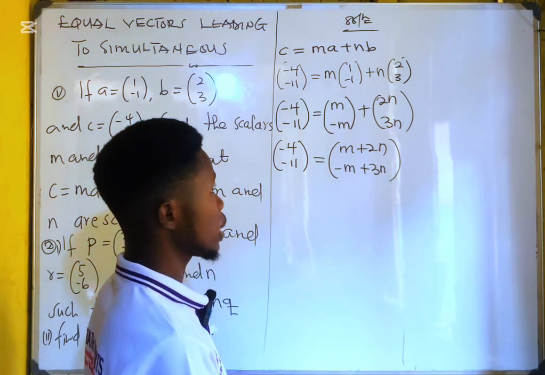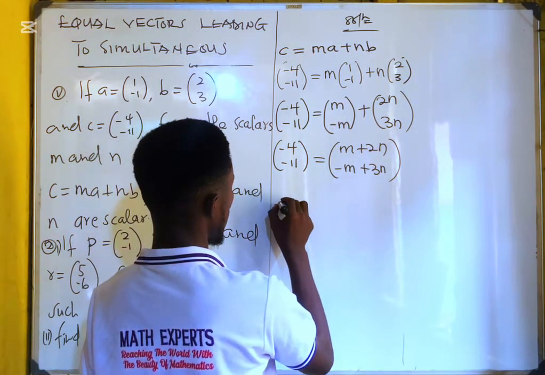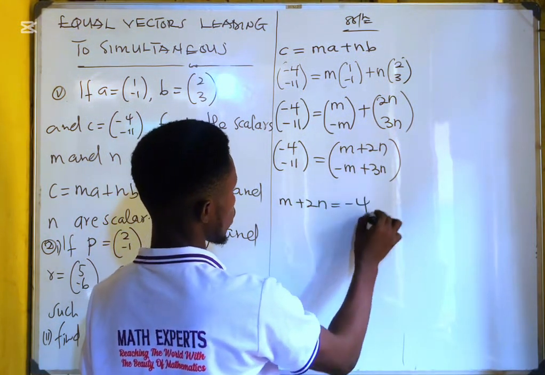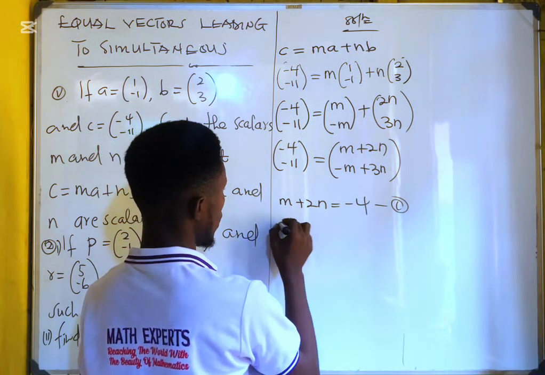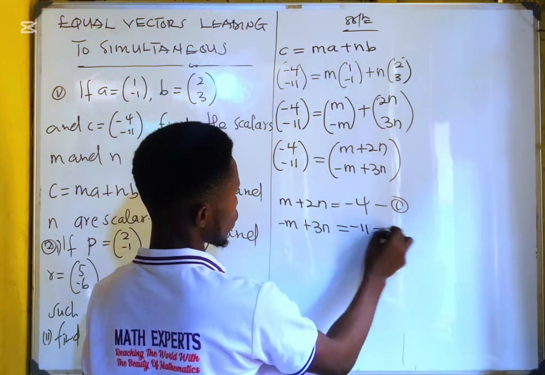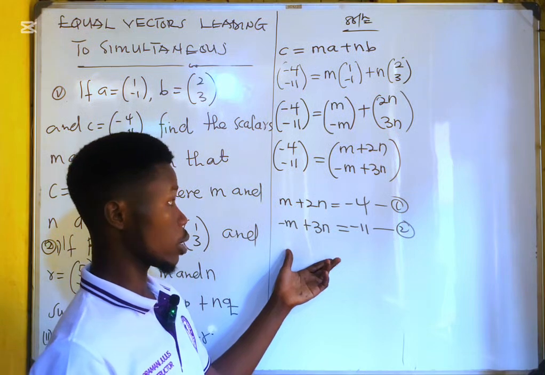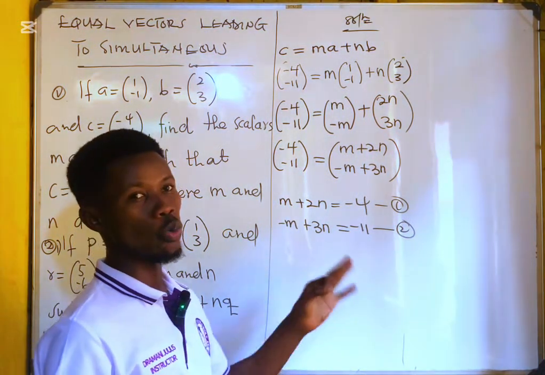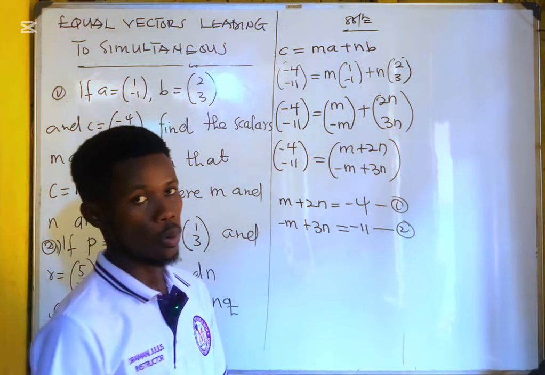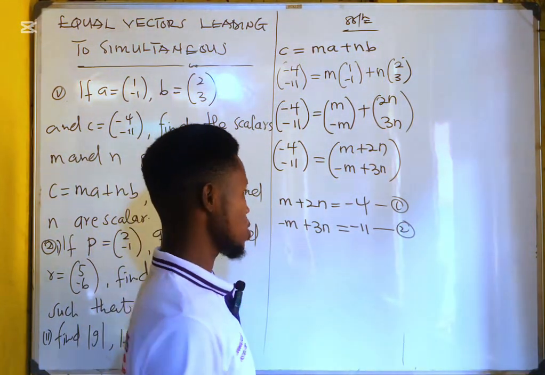Okay. Since these are equal vectors, then you can equate the components. So it means that m plus 2n should be equal to negative 4. You name this equation 1. Then negative m plus 3n is equal to negative 11, equation number 2. So you see that this is a simultaneous equation. Why do you call this a simultaneous equation? Because it has two unknown variables that you need to find. Is that okay? So when you have an equation that has two or more unknown variables, it is called a simultaneous equation. But when the equation has just one variable, then there's no need to call it simultaneous.